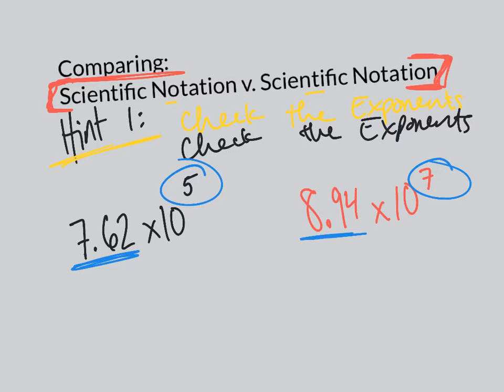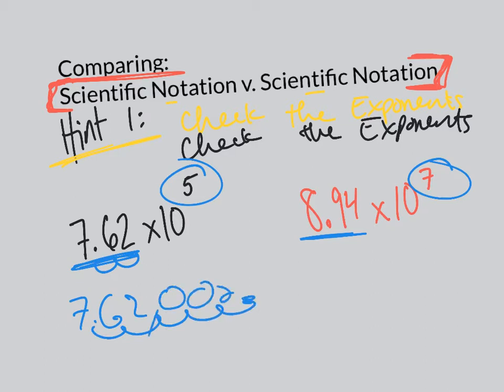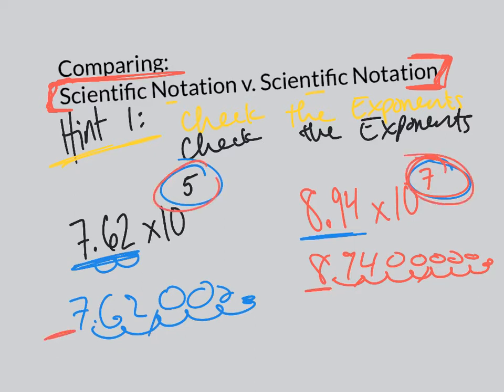So here, if I'm only moving my decimal spot 5 times, 1, 2, 3, 4, 5, I'm guaranteeing that I'm not even in the millions yet, I'm in the 100,000s. But here, if I move my decimal point 7 times, 1, 2, 3, 4, 5, 6, 7, I'm inserting all those extra place values and I'm well over 1 million and into the 10 millions. So here I'm in the 10 millions, here I'm not even into the millions at all yet. So if you have scientific notation, check the exponents first. The bigger the exponent, the bigger the number. The smaller the exponent, the smaller the number. That's hint number one.